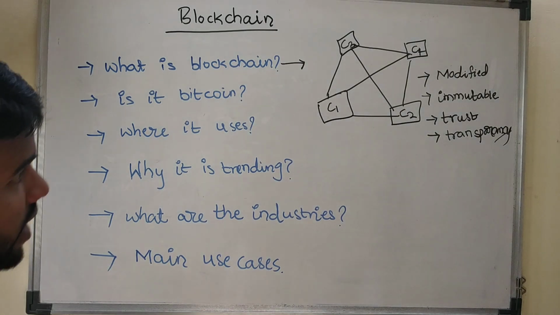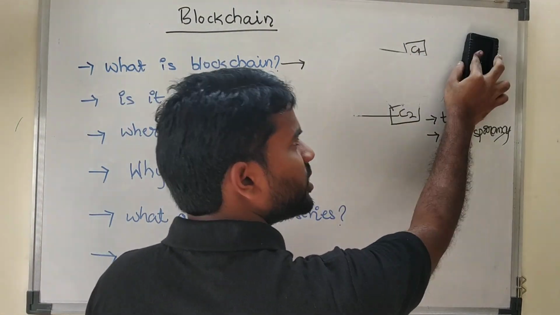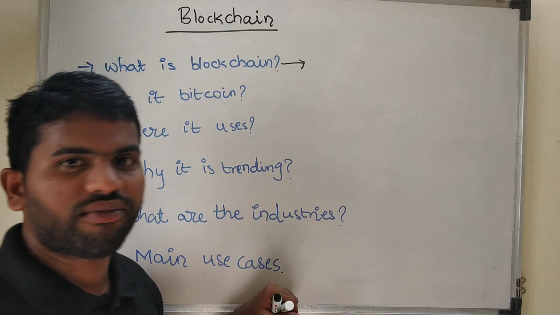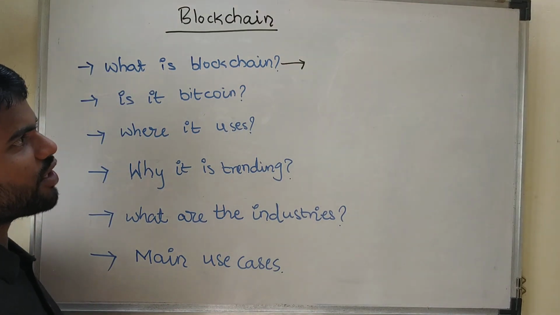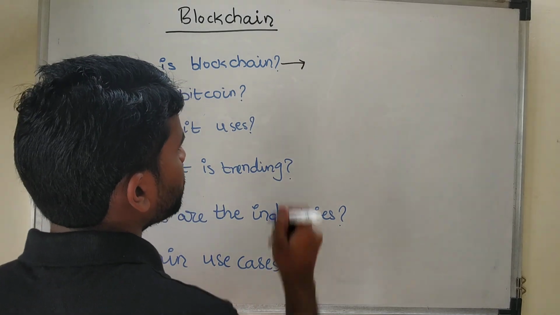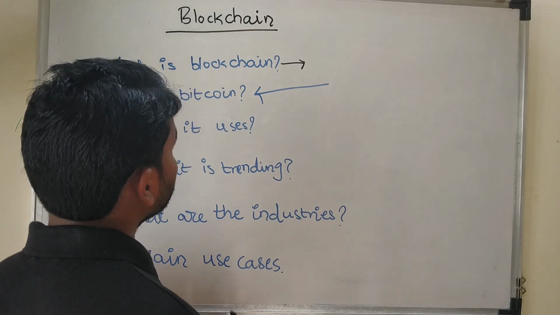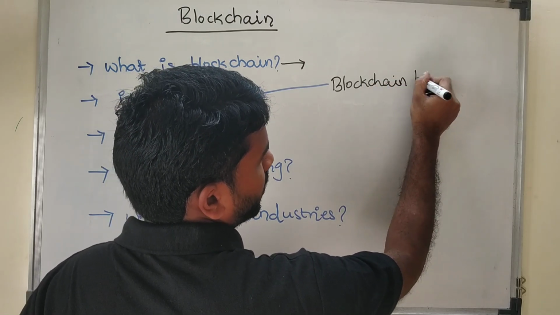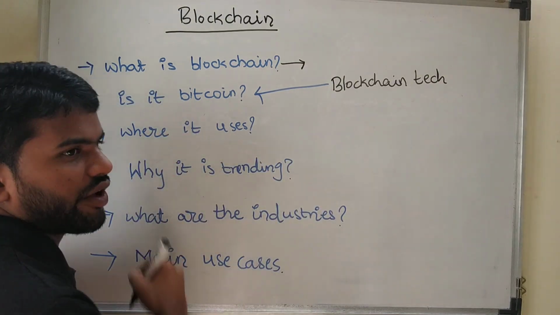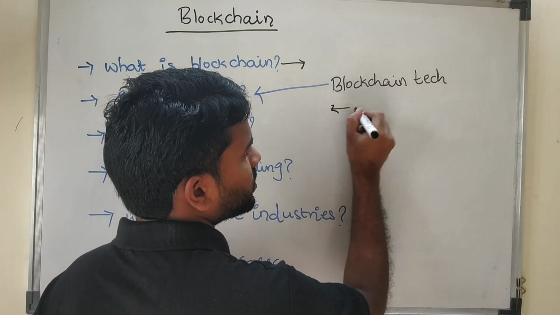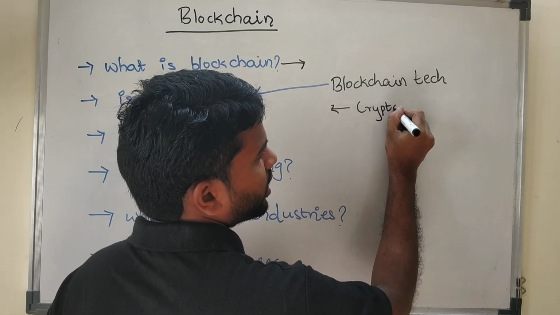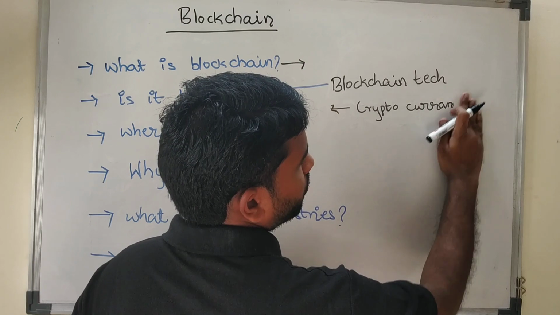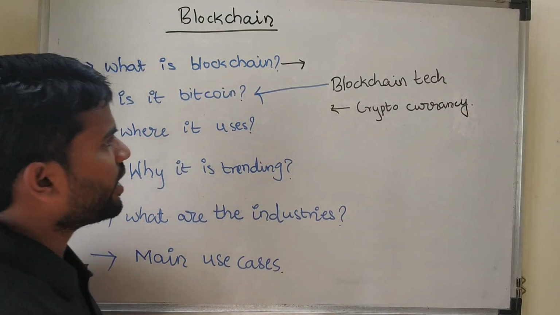Now, is it Bitcoin? When we talk about blockchain, people say that Bitcoin is blockchain. No, it's not like that. Bitcoin is different and blockchain is different. Bitcoin is one of the use cases of blockchain. Bitcoin uses blockchain technology, but it is not blockchain itself. Bitcoin is a cryptocurrency, whereas blockchain is a technology.